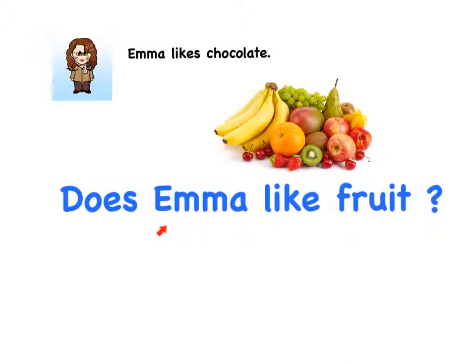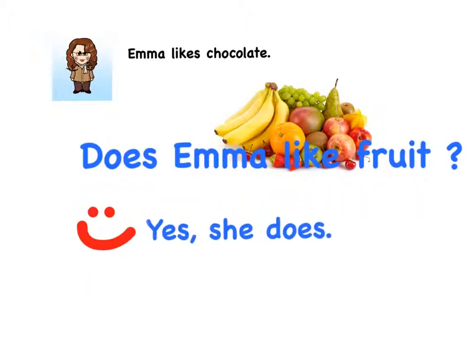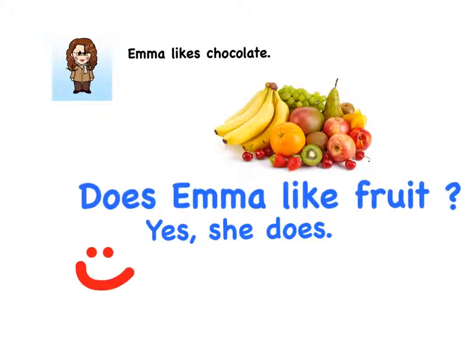Why do I use does here and not do? Because Emma is a girl, she. Remember the rule for third person singular? Yes, the same way that in the affirmative sentence I use the S here, right now I'm going to use the S here and thus. So, should I put the S here, on like? No, it's not necessary because the S is already here. Okay? And how can I answer that question? I'm going to say to you, yes, she does. Emma likes fruit very much.